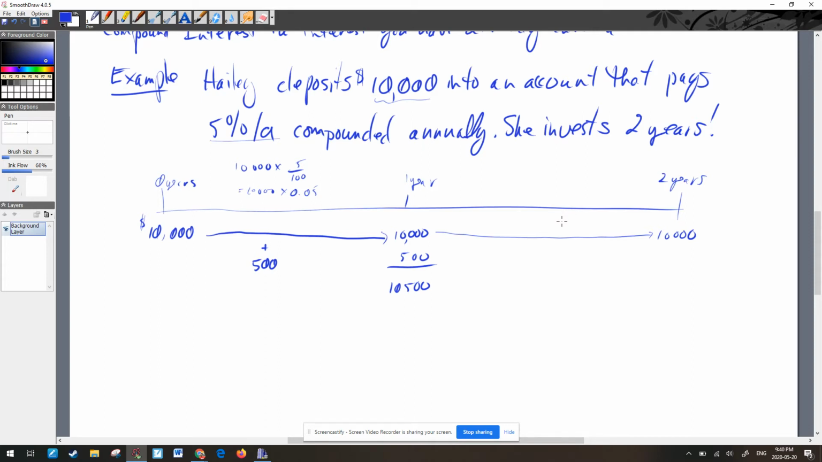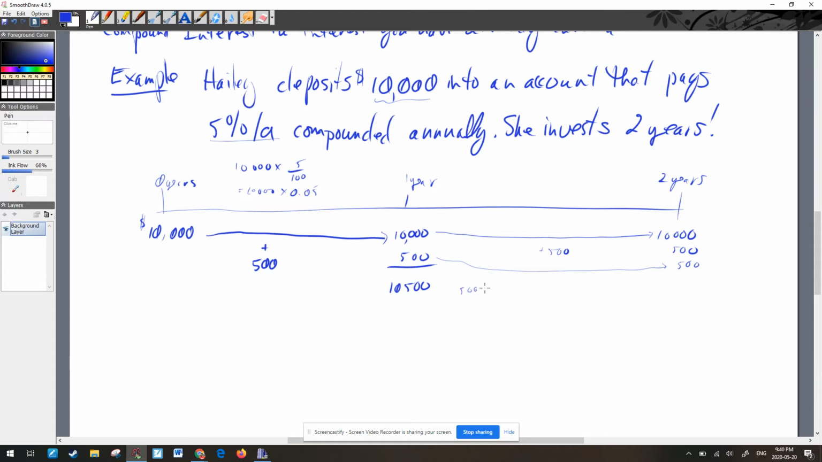She's going to leave it there for another year. So what's going to happen is that 10,000 that she's got in here, it's going to earn another $500 interest, right? This 500 is going to make it to the end. But this 500 also earns interest to the tune of 5%. So her first year, she earned a total of $500 interest. The next year, she gets 500 off of the original 10,000, but she also earns interest on her last year's interest. So we need 5% of that number as well.